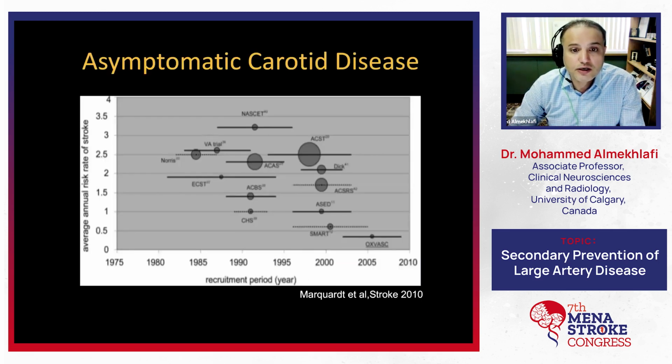That also includes the risk of stroke in patients with asymptomatic carotid disease. In the past, this risk was quoted at about 3 to 3.5% per year, while in more recent studies, the risk is less than 0.5% per year. Therefore, patients with asymptomatic carotid disease, for the most part, could be managed medically, while in a selected population, revascularization can be considered.